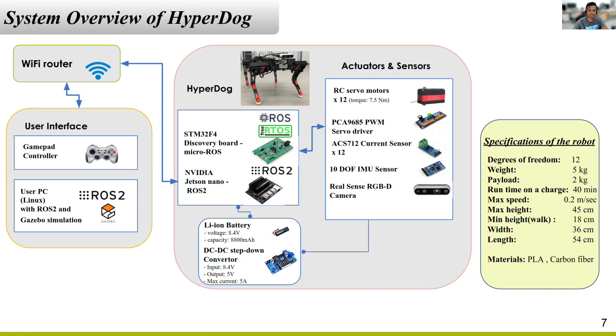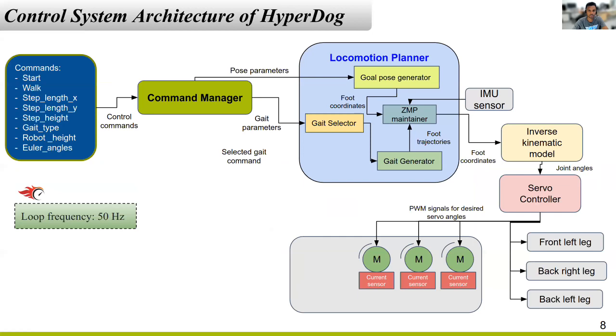Joints of the robot are actuated by 12 digital servo motors with 7.5 Newton meter maximum torque. As sensors, we use current sensors, an IMU sensor, and a RealSense RGBD camera. The control system architecture of HyperDog is shown here. The whole control system consists of a command manager, locomotion planner, current sensor, servo controller, and servo actuators.